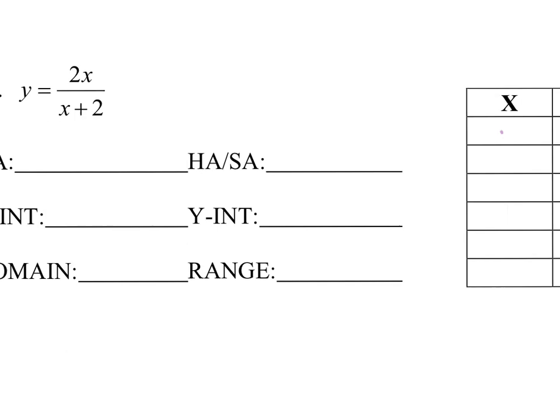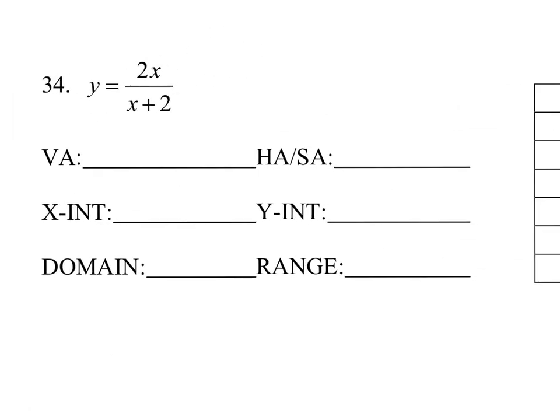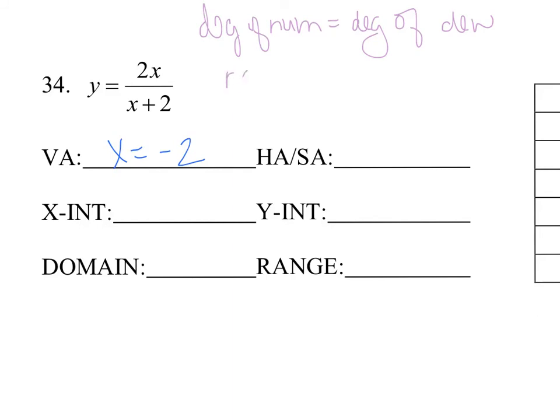Alright, let's go ahead and take a look at 34. For 34, to find the VA, you set the denominator equal to 0, so you have a VA at negative 2. This time, the degree of the numerator is equal to the degree of the denominator. So when that happens, you take the ratio of leading coefficients. So the leading coefficient is 2, and the denominator is 1. So you have an HA at y equals 2.